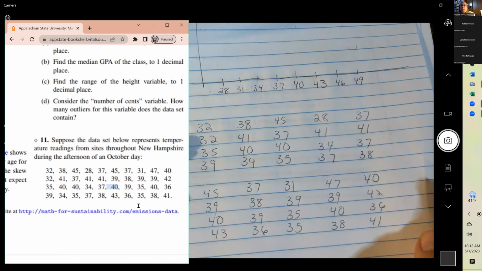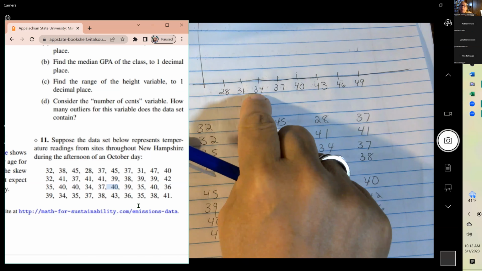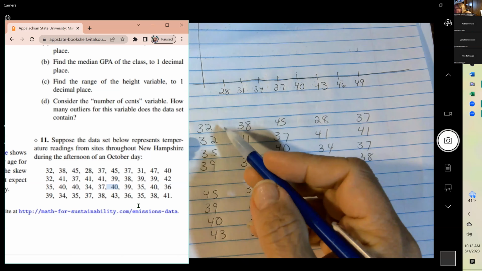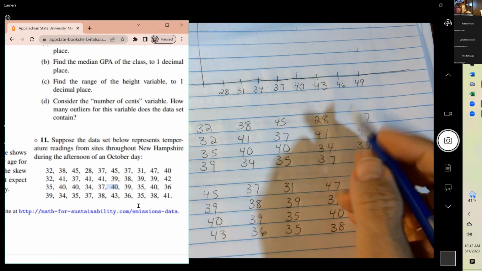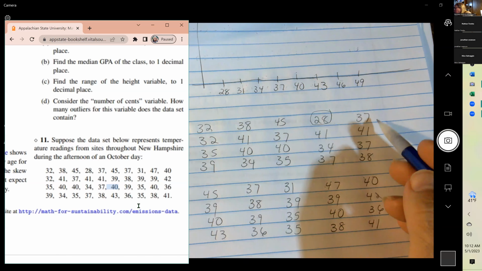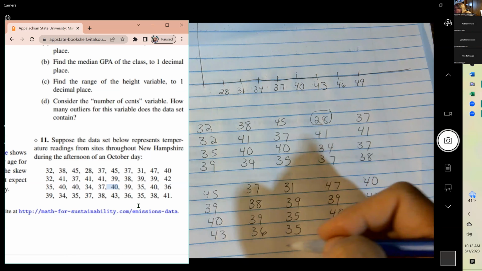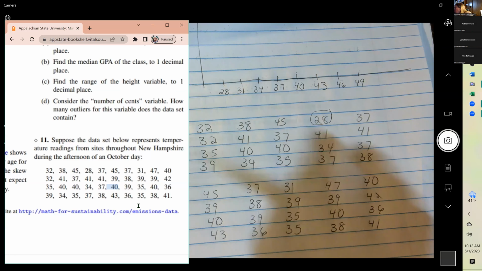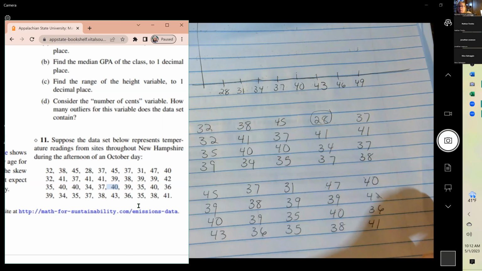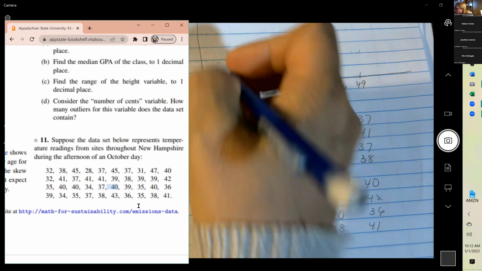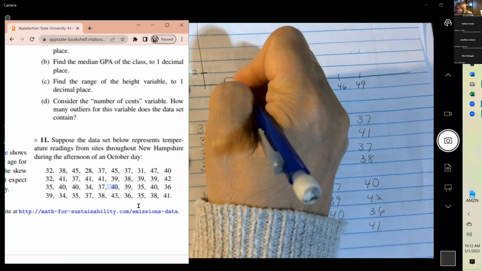So what we need to do, it's 28 up to, but not including 31. 31 goes into the next one. 28 to 30. This 31 goes in the next bar. So I think I only found one. So 1 would be here.